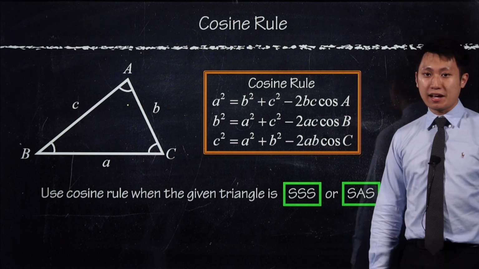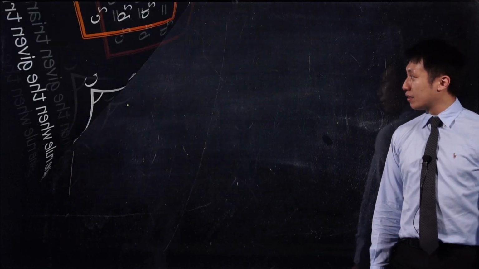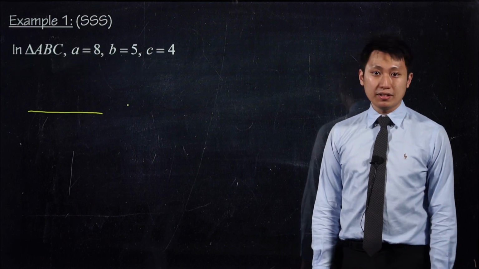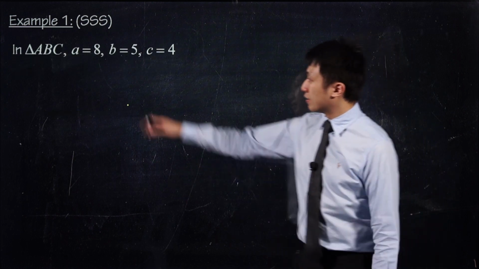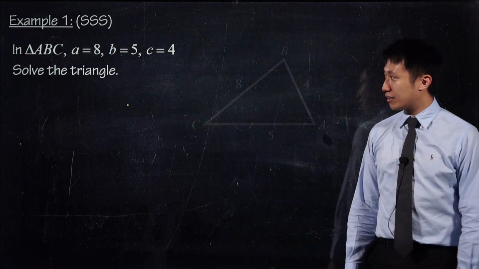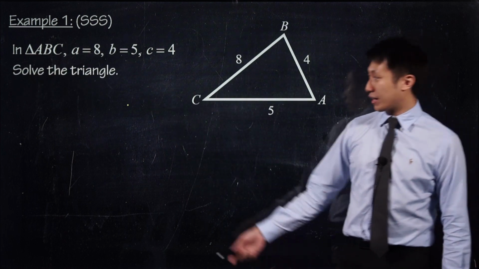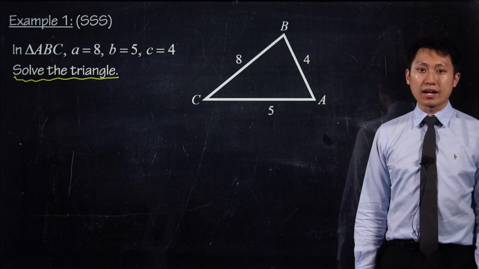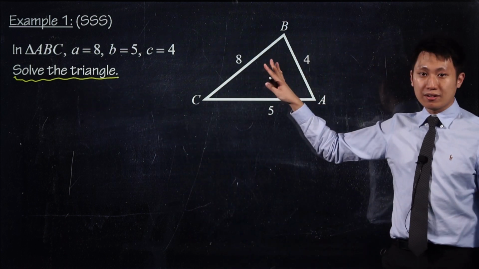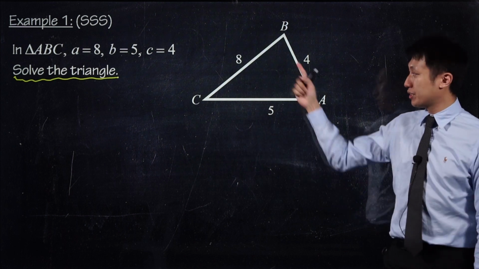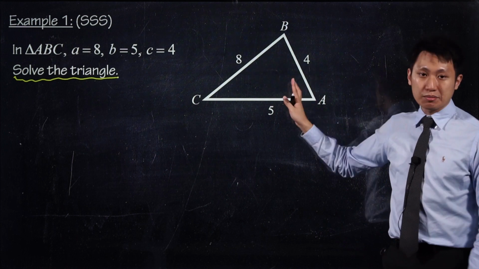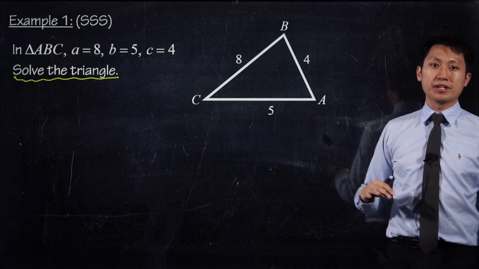So let's see how we use it. Example 1. Let's say you have this triangle ABC, and you want to solve the triangle. What does it mean to solve the triangle? It means you want to know all the missing information for the triangle. All sides and all angles must be found.